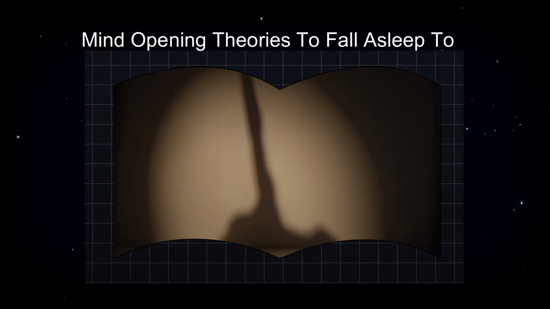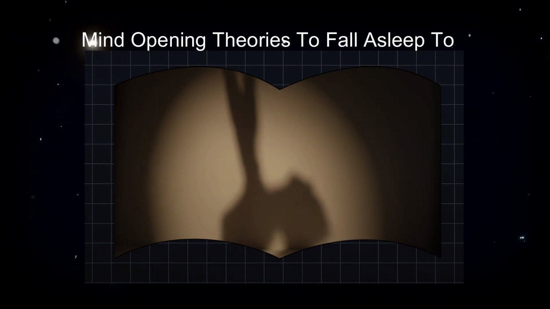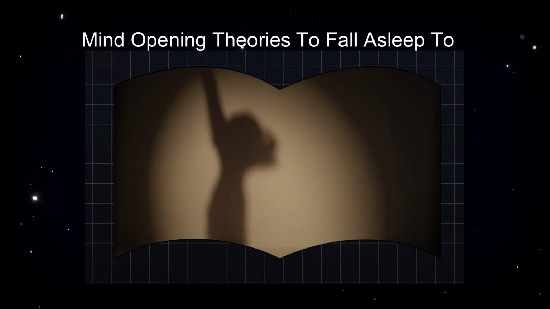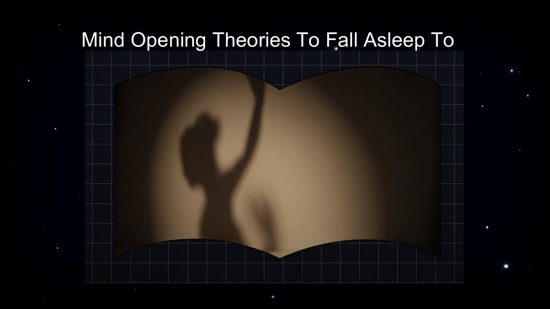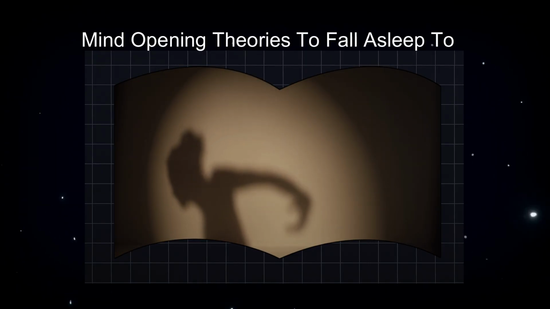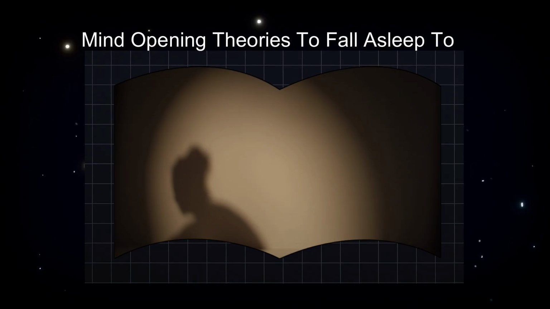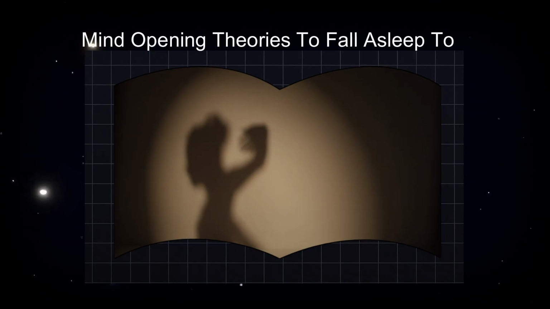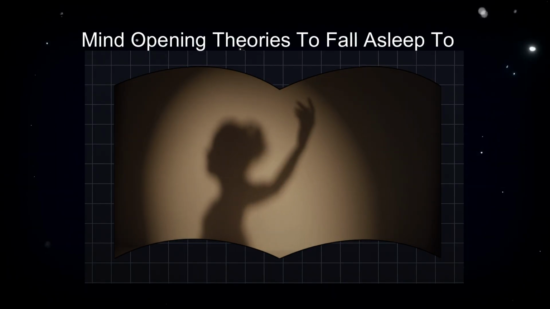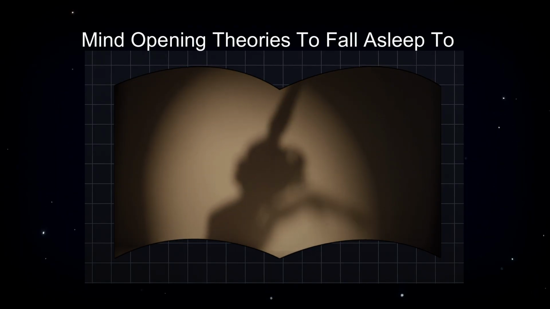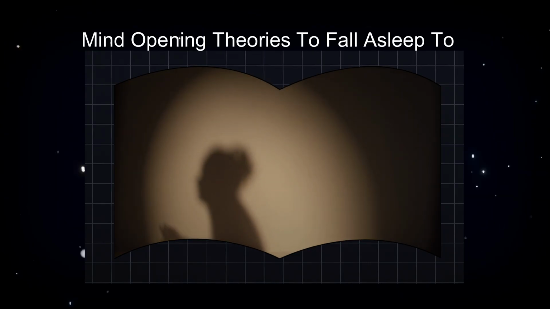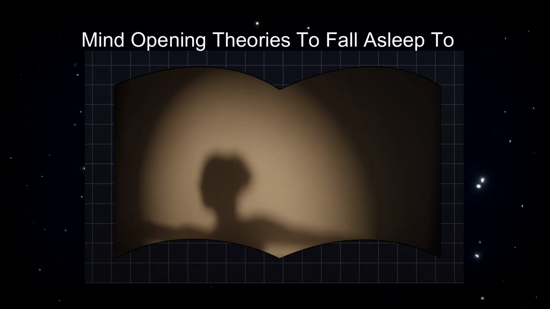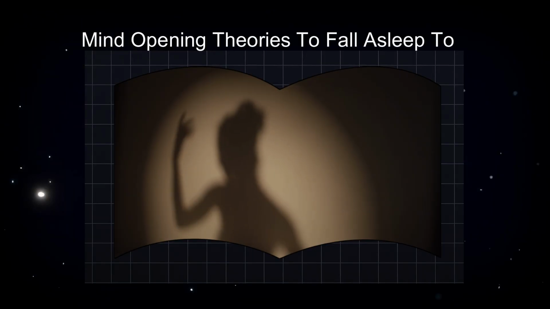Wheeler's participatory universe challenges us to rethink what we think we know about reality and about the role we play in it. Instead of a fixed, objective universe that just is, existing totally independently of us, Wheeler suggested something radical. That the universe only fully exists when we interact with it.